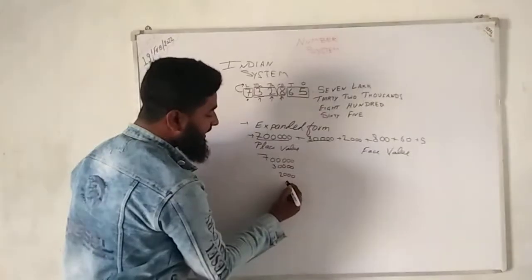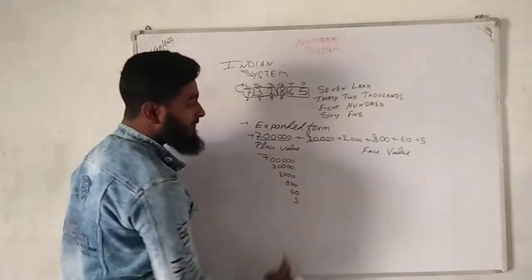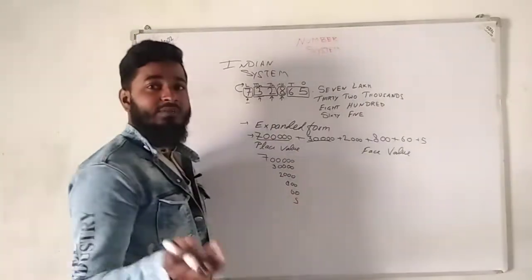Place value of 2 is 2000. Place value of 8 is 800. Place value of 6 is 60. Place value of 5 is 5. Done. What is the face value? Face value of 7. The face value is similar to the number.